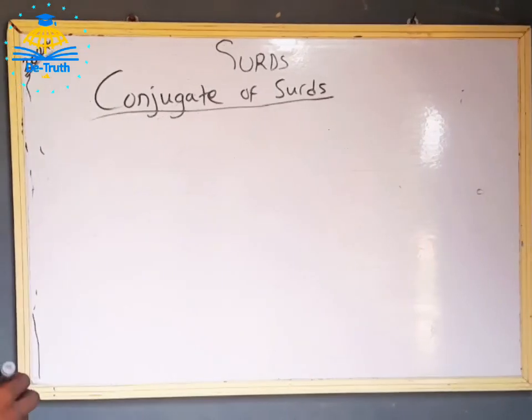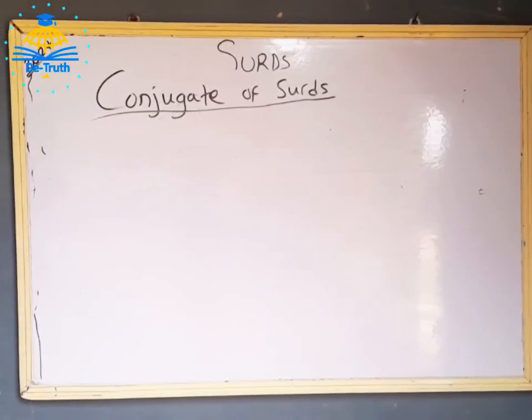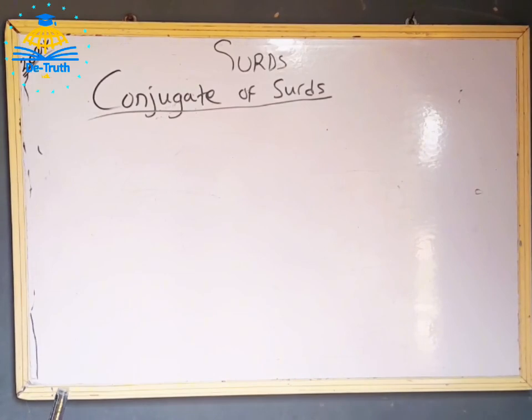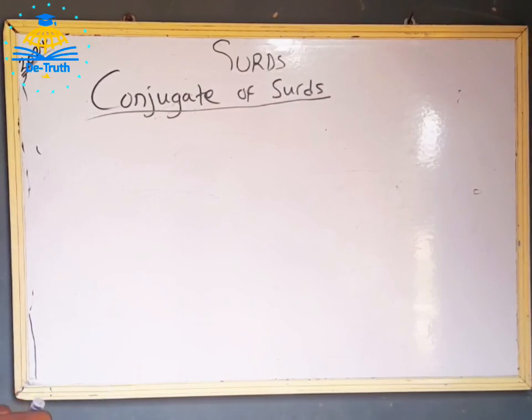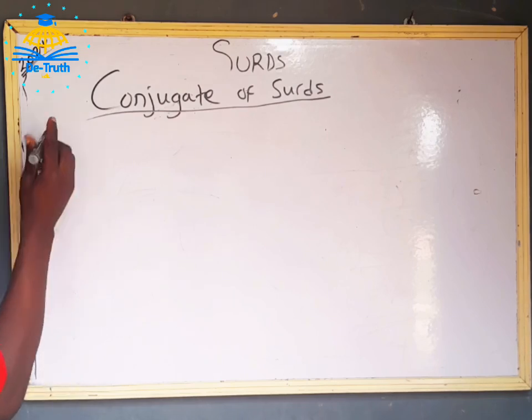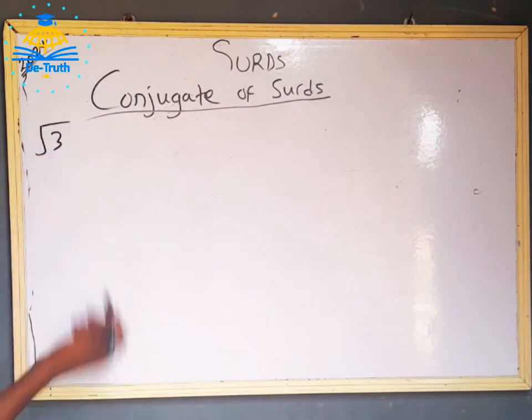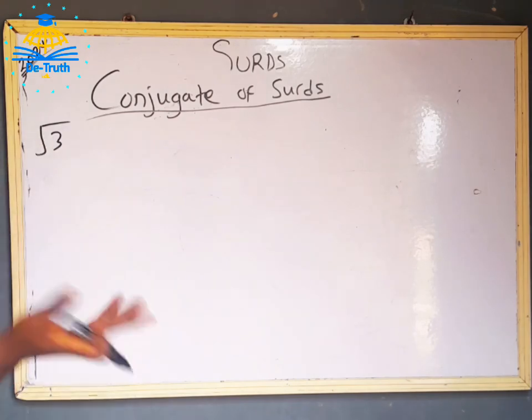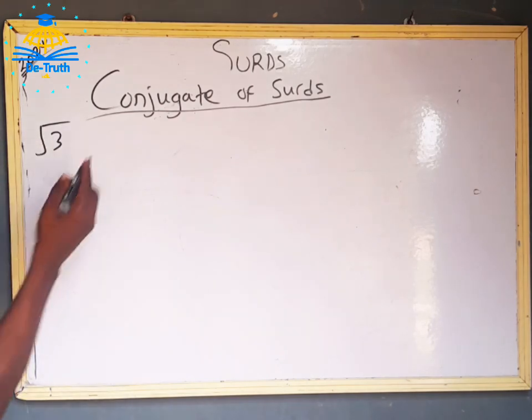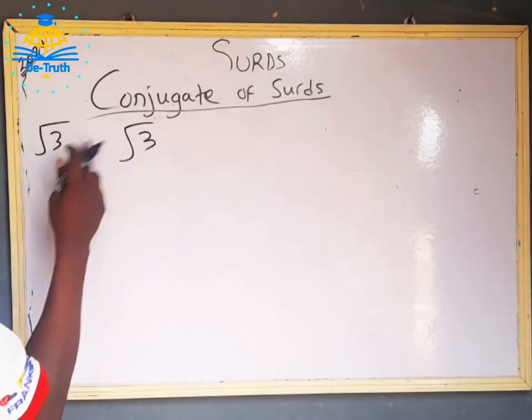Now, conjugate of surds. The conjugate of a surd means the number we are going to multiply by the surd to give us a rational number. For example, if I have root 3, and I multiply root 3 by root 3, I have 3. So that means root 3 is the conjugate of root 3.